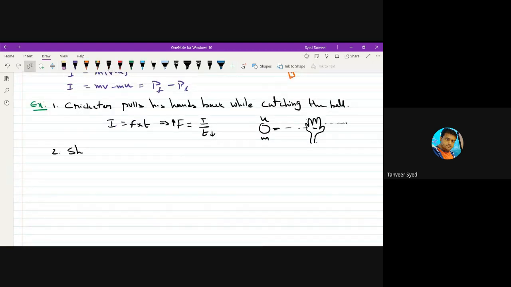Next is shock absorbers. They are used in vehicles, in automobiles, to reduce impulse. What are shock absorbers? I hope you might have seen the two spring-like things which you find near the back wheel of a two-wheeler; you call them shock absorbers. And the same shock absorber will be there for all four-wheelers, three-wheelers, buses, trucks, everything.